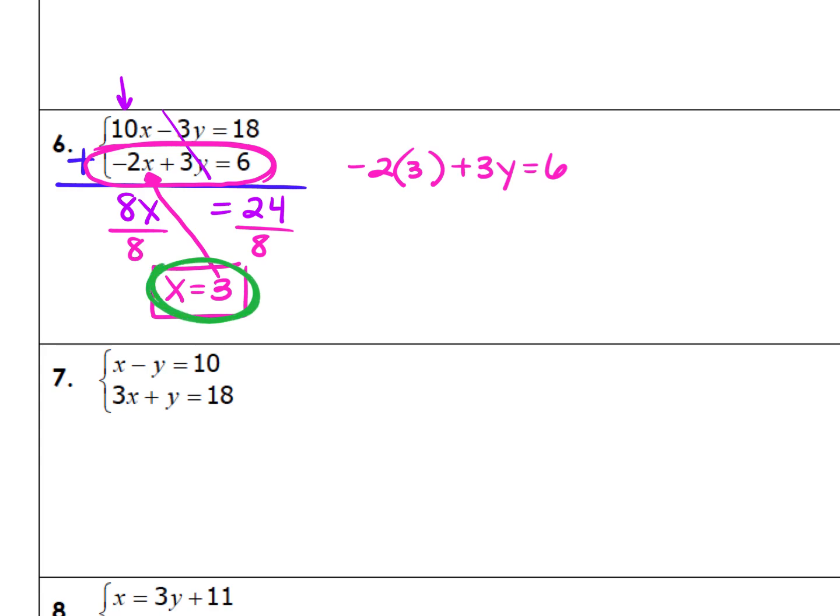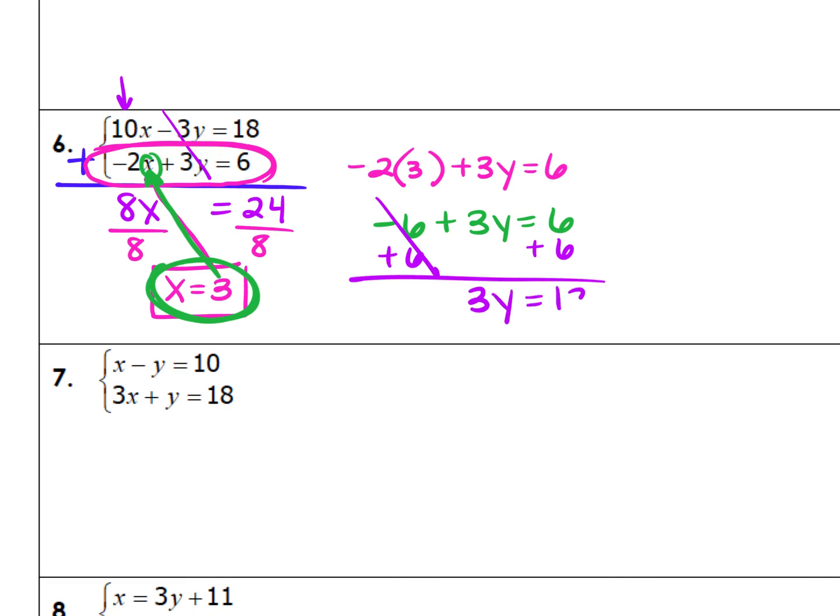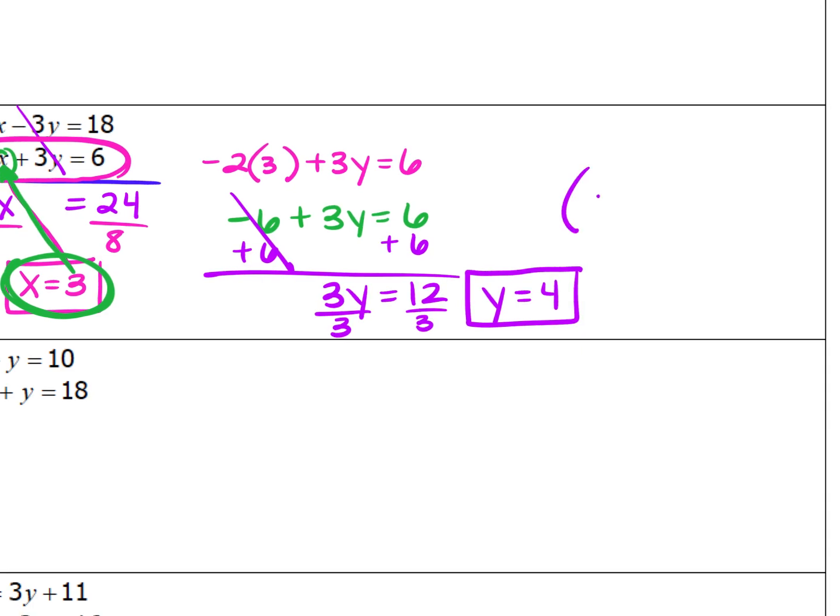Okay, so take a look at what I just did. I took this x equals 3 and I just dropped it in place of x because I know that's what x equals, so I'm going to substitute. Okay, simplify this. Negative 6 plus 3y equals 6. And now we're going to add 6. So you get 0 here. 3y equals 12. And then we divide by 3. And you get y equals 4. Okay, so your answer is the point 3, 4.